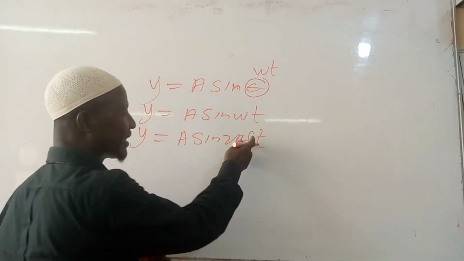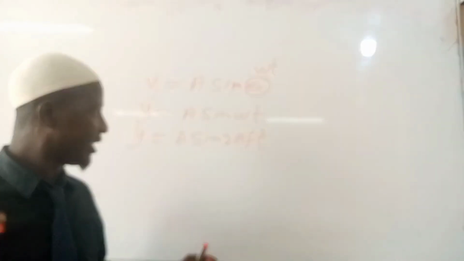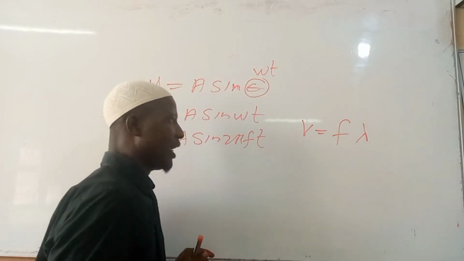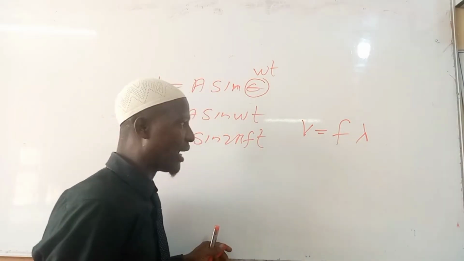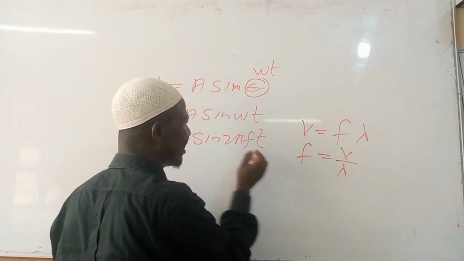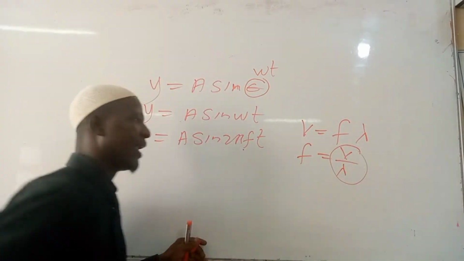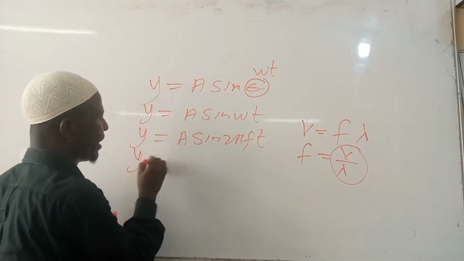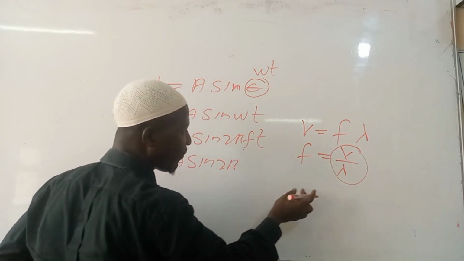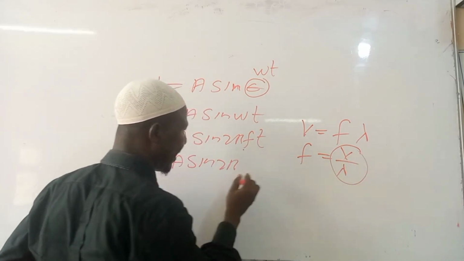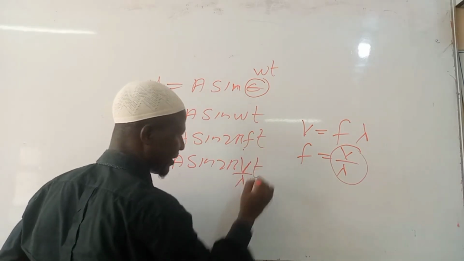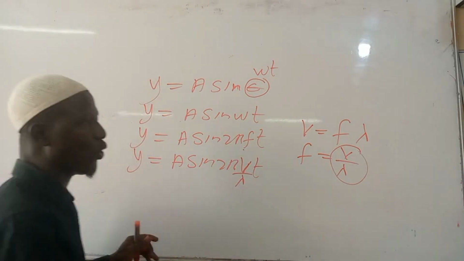So now, what is our f? In our previous discussion, we said v is equal to f lambda. Let's make f the subject of the formula. Therefore, f is equal to v over lambda. So we can replace this f with v over lambda. Therefore, y is equal to a sine 2 pi, instead of f we use v over lambda, that's v over lambda, then multiplied by t. Good. Then this is for wave.